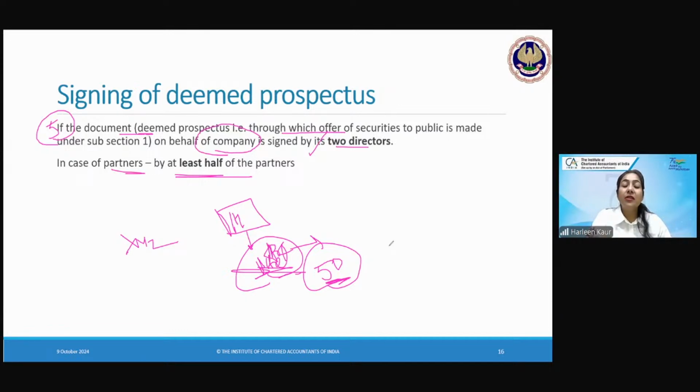So if the issuing house is ABC Associates, how many of them shall be signing? There are 50 partners. If 20 partners have signed, is it correct? MCQ for all of you. If the issuing house is ABC Associates with 50 partners and 20 partners have signed the deemed prospectus, is it okay? No, ma'am, at least 25 partners, because half of the partners shall be signing. I hope it's clear now. So 5 points we have done so far in deemed prospectus, section 25.